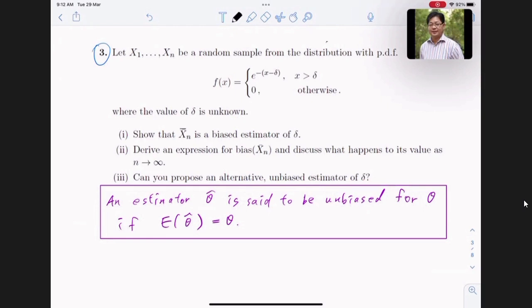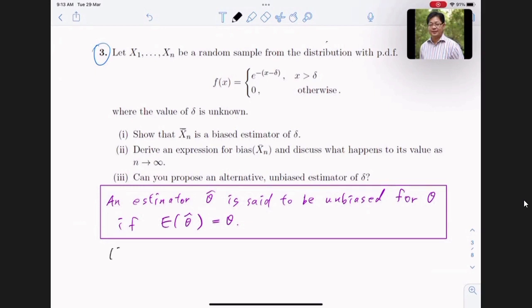Okay, maybe let me guide you through how we can work on this question. Now, this question is about whether an estimator is biased or not. First of all, you need to know what is meant by biased and unbiased. An estimator is unbiased if the expectation of this estimator is equal to the parameter you want to estimate. So what we need to do is to find the expectation of the estimator. Whenever you are asked whether an estimator is biased or not, you need to find its expectation.